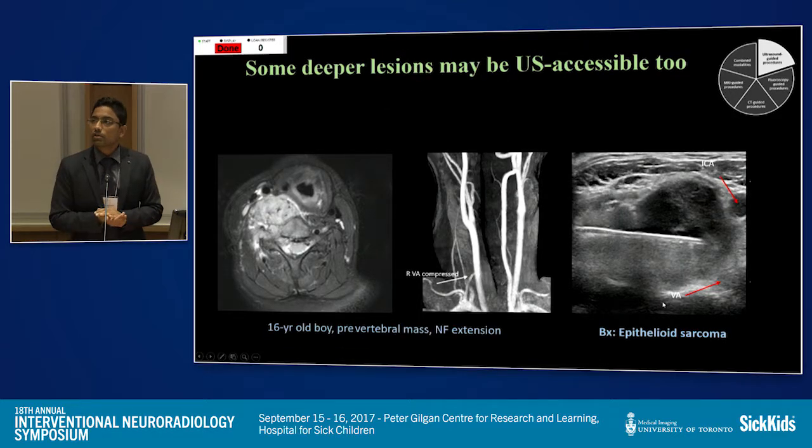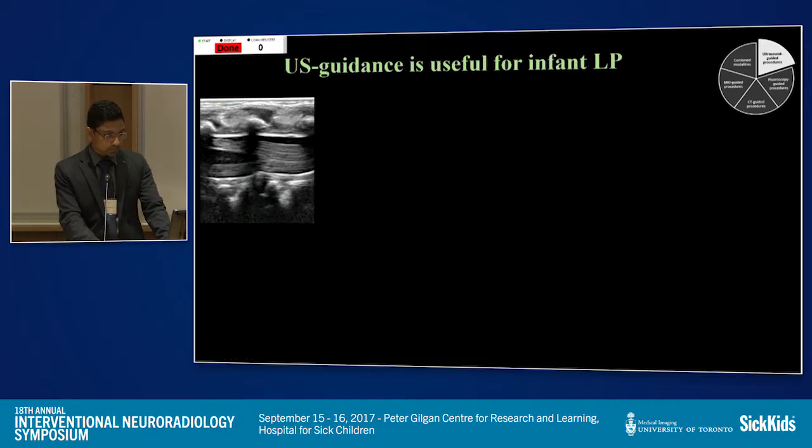Sometimes, like we saw in the neural foramen, deeper lesions can be ultrasound accessible too, like this prevertebral / parapharyngeal mass, which is infiltrating the vertebral artery and pushing the carotid sheath. And all these vascular structures are nicely depicted on the ultrasound, and a real-time biopsy is obtained without the need for CT or radiation. Because we get such a good view into the infant spine, we use ultrasound a lot for lumbar punctures, which are referred to us from the neonatal ICU. But this is typically not the picture that we get.